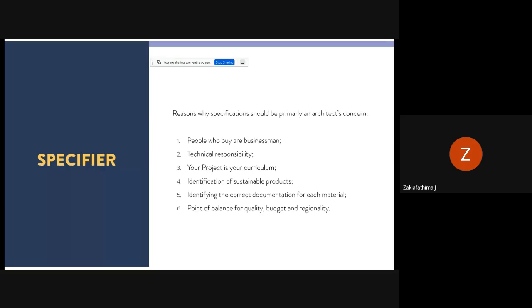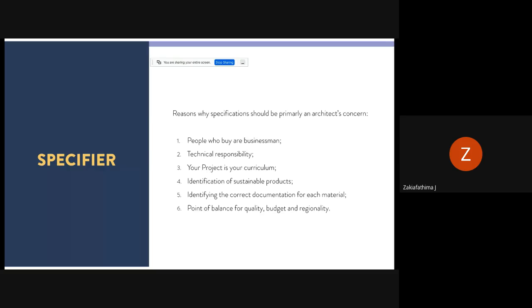And then you have a technical responsibility. Once you actually give a specification, whatever technical detailing you're putting into your design will run smoothly, because you are already giving all your specification at the very start. Once your specification is given, it is so much easier for the technicality of your design to proceed forward, and then your project becomes your curriculum.